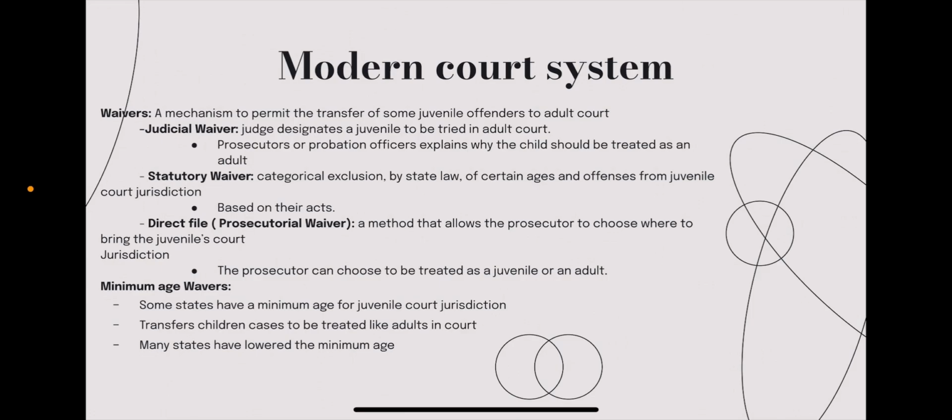In our modern court system, there are waivers that allow different transfers and acts. They all provide different outcomes and options. Their minimum age waivers are their age range for juvenile justice. Each state has different ages, and their minimum age range keeps lowering as time passes by.